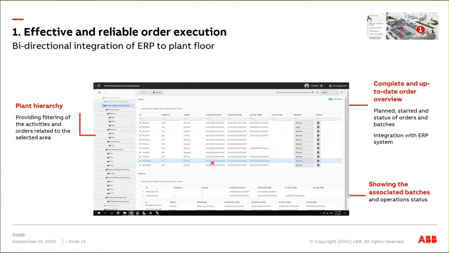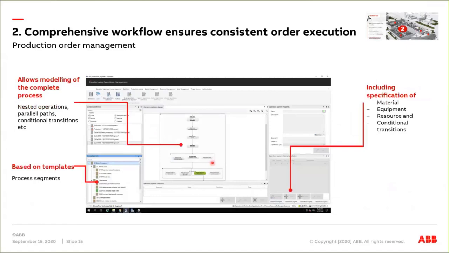Then we have the next one, which is the underlying workflow. This allows the complete modeling of a production flow. So I can see here the different steps. And for each of these steps, I can then also model the specification of material, equipment, and specific resources that I need to have available for this step, and also how it should transition to the next.